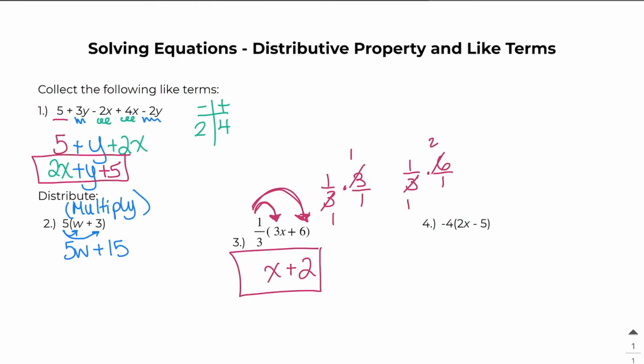All right, lastly, we've got negative 4 multiplied to the 2x, so I get negative 8x, and be careful here, negative 4 multiplied to negative 5 is a positive 20.